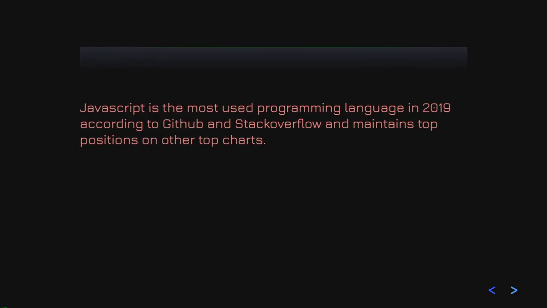So JavaScript, it's a very important programming language. It's actually the most used programming language in 2019 and also 2018 to 2017, according to GitHub and Stack Overflow surveys, and always maintains top positions on other top charts. So it's a very important language. It's quite powerful, quite messy, and we'll try to cover a lot of things about the JavaScript language today.